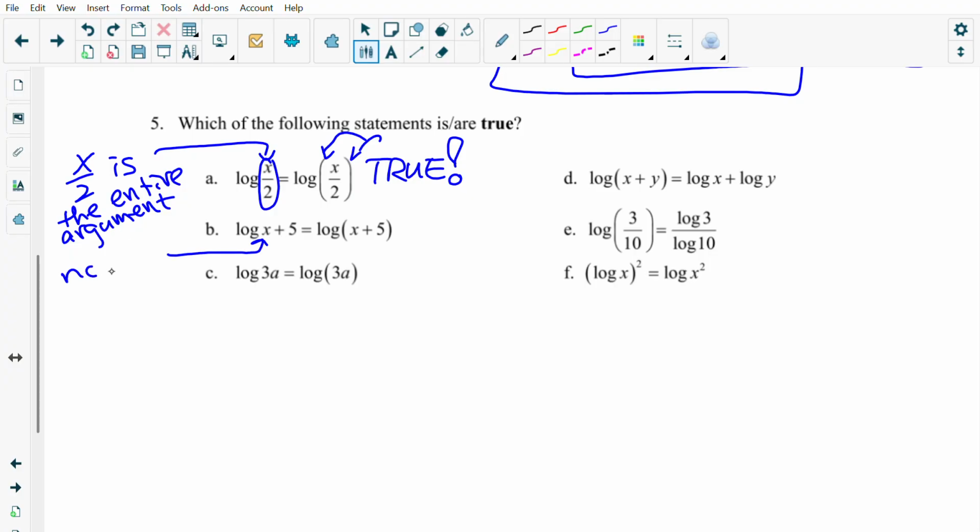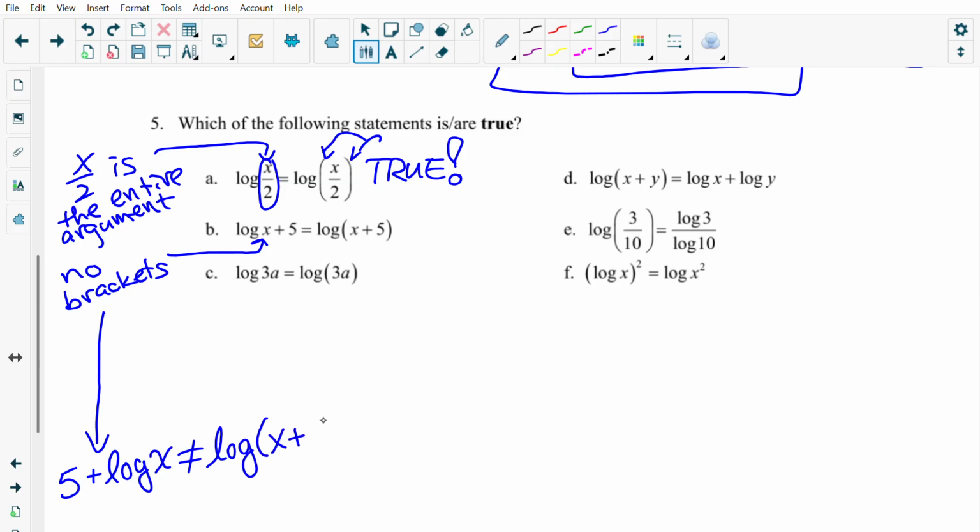So this first term, no brackets. So if I rewrite this, folks, this will become obvious when I show it to you this way. Since there are no brackets, I can rewrite it like this, 5 plus log of x. And this definitely does not equal log of x plus 5. Okay? So this is false. So be careful of brackets.